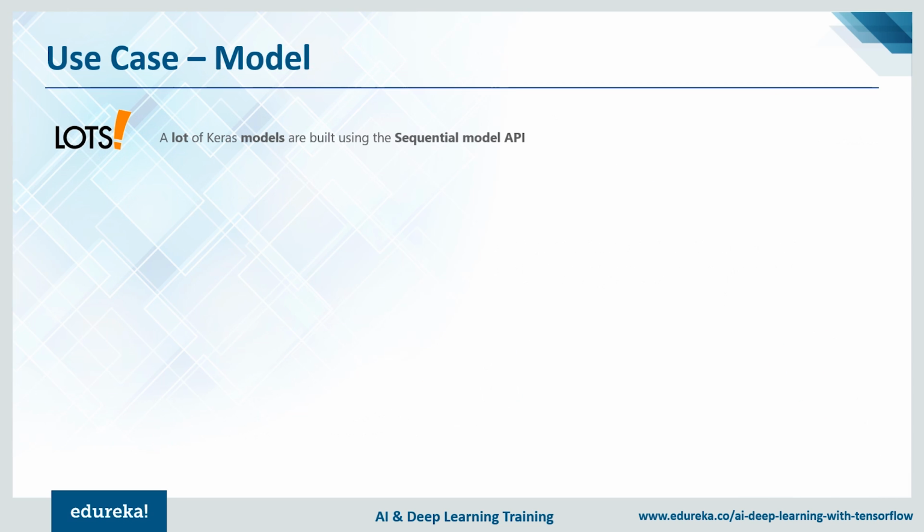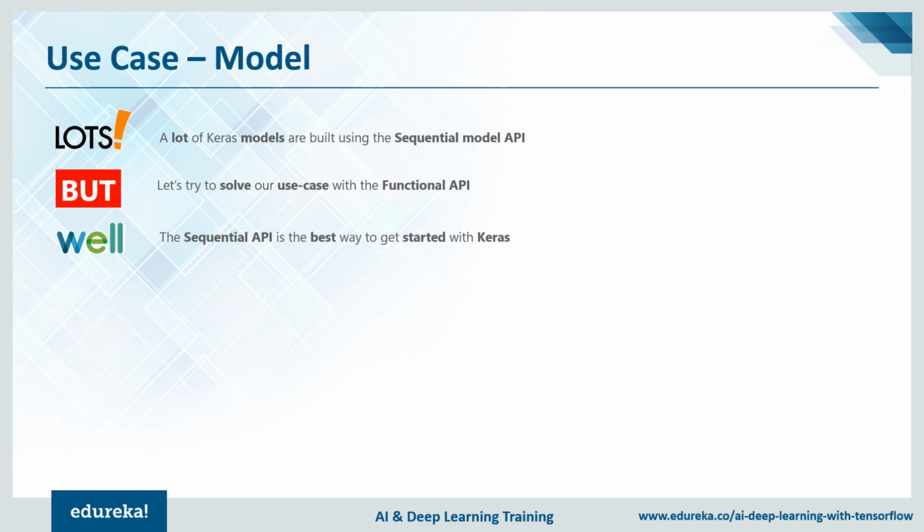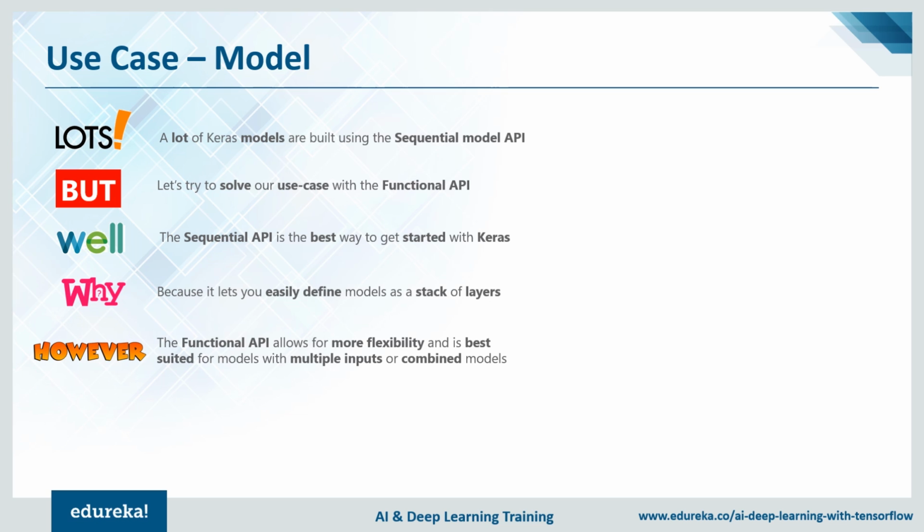So next we need to check out the model. A lot of Keras models are built using the sequential model API, as I told you earlier. But let's make use of the functional API for our use case. True, the sequential API is still the best way to get started with Keras. Why? Because it lets you define models easily as a stack of layers, like I explained earlier. However, the functional model allows for more flexibility and is best suited for models with multiple inputs.